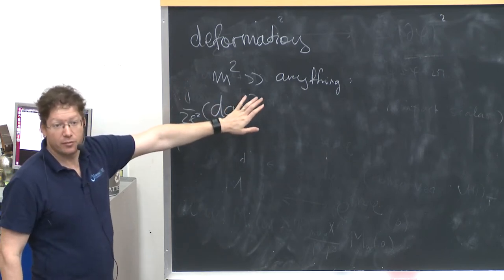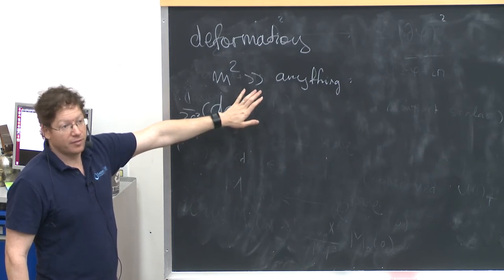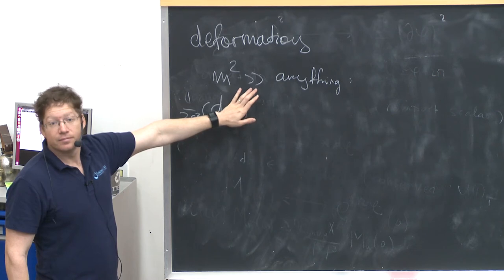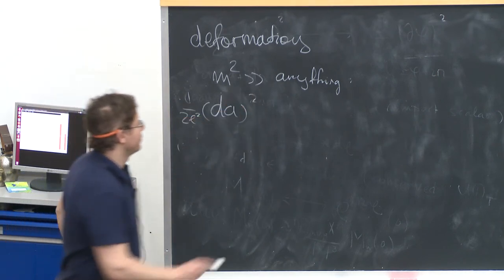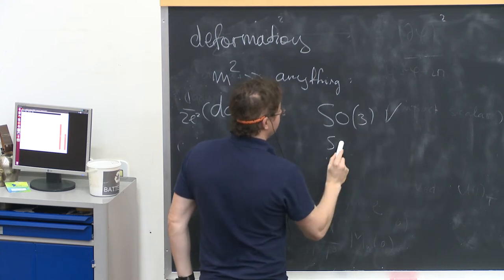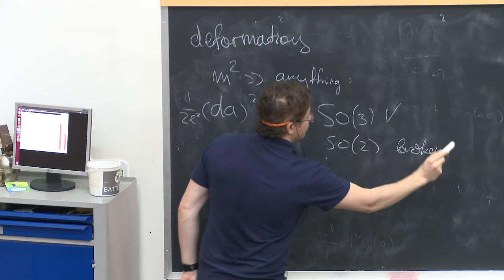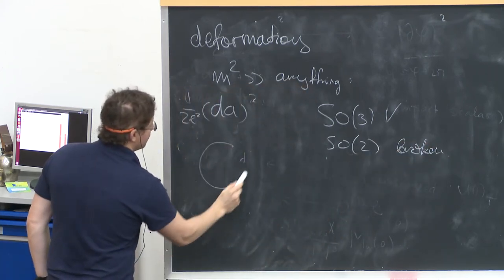What does this do? It breaks spontaneously which of the two symmetries? We had SO3 times SO2. What does this break? SO2, right. So SO3 is intact. SO2 is broken spontaneously. So we have a circle of vacua.